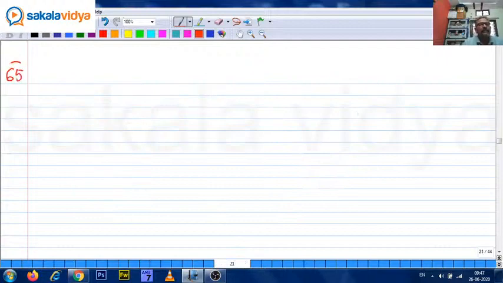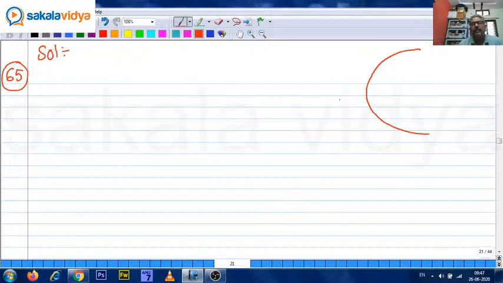65th solution. See, this is the parabola. For example, this is the axis. Say this is the focus. This is the normal at P, say P of t. It meets the axis, the x-axis, at G.